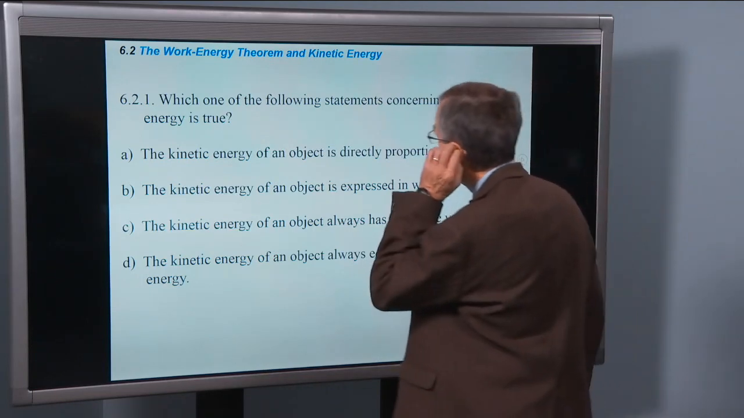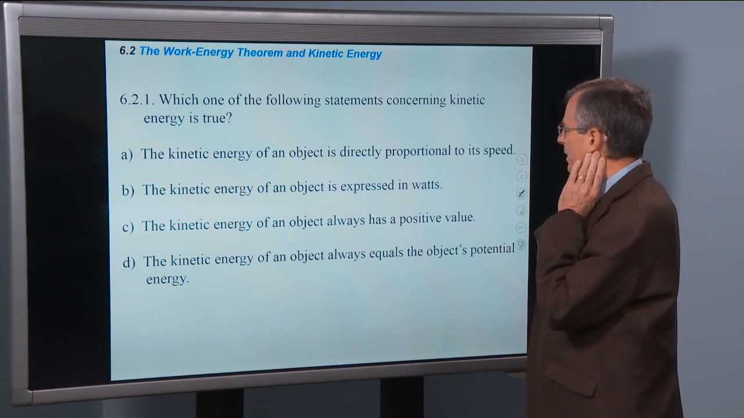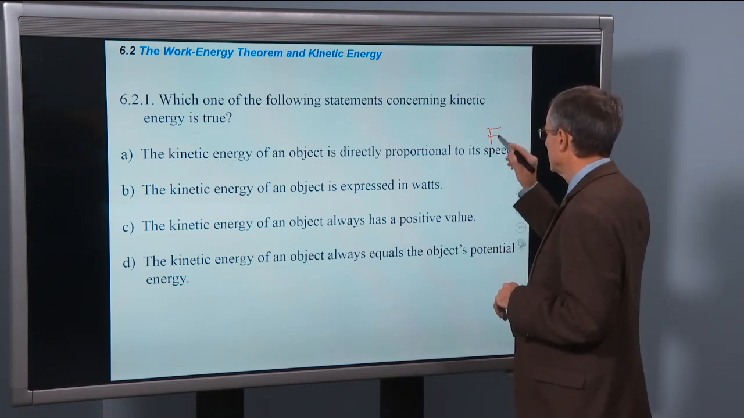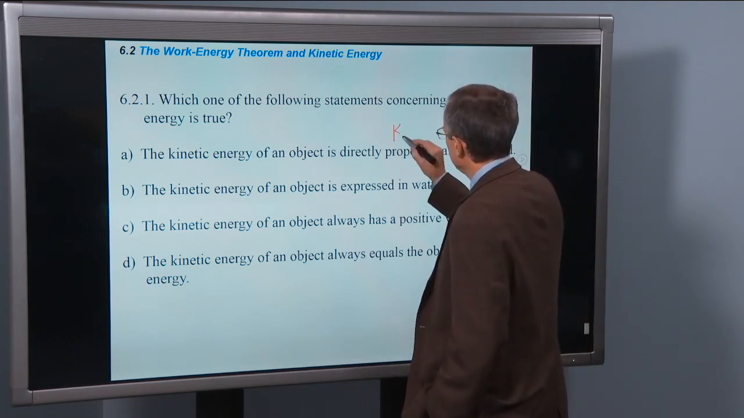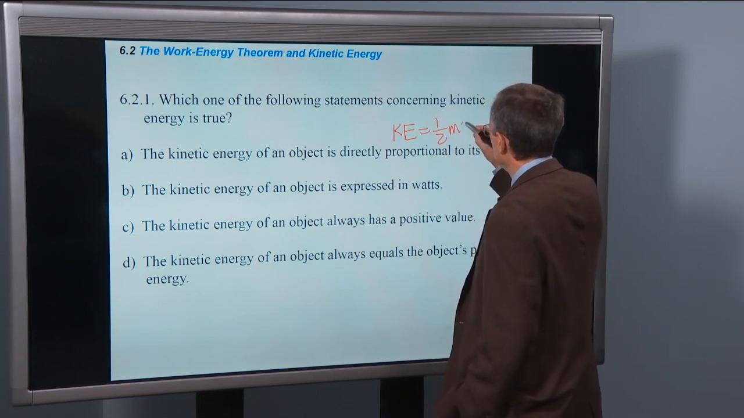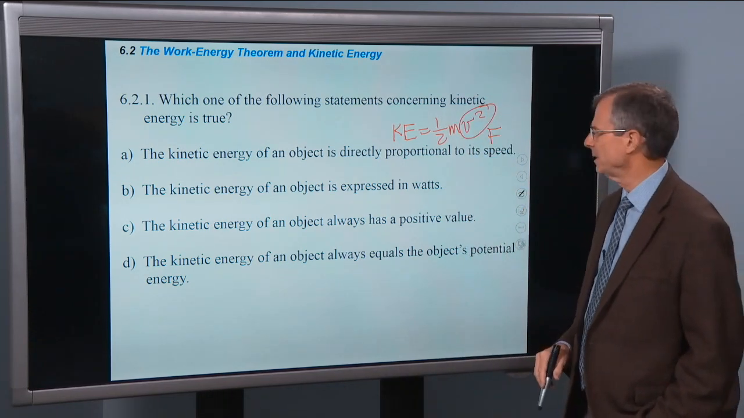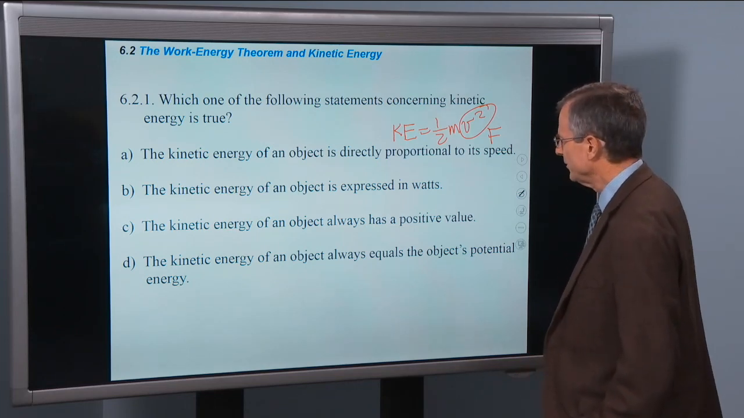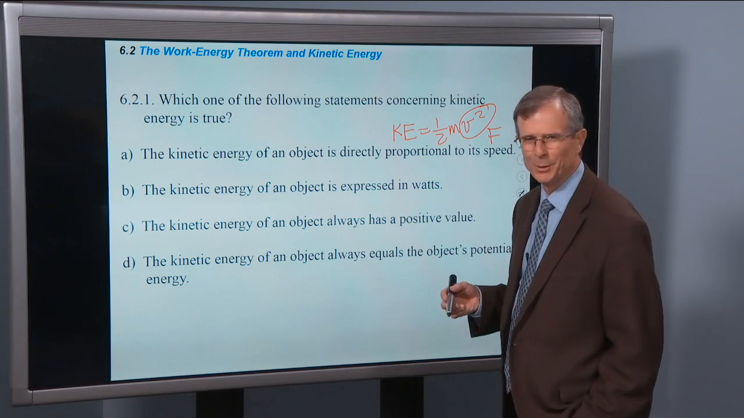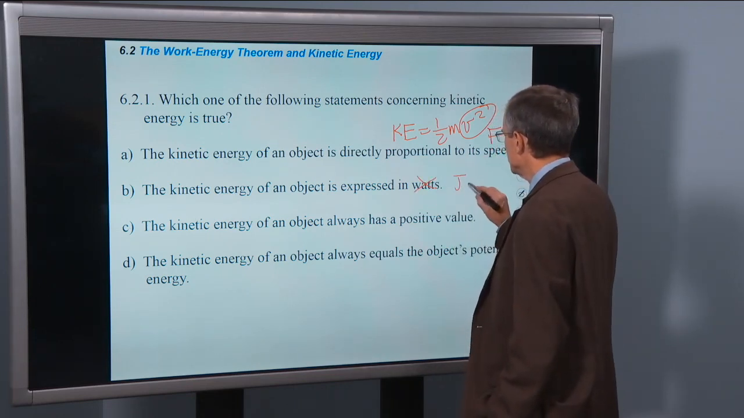Which of the following statements is true concerning kinetic energy? The kinetic energy of an object is directly proportional to its speed. Well, that's false, because the kinetic energy is proportional to the square of the speed. The kinetic energy of an object is expressed in watts. Well, we haven't even introduced the unit of watt yet. That's not true either, because it's actually measured in joules.